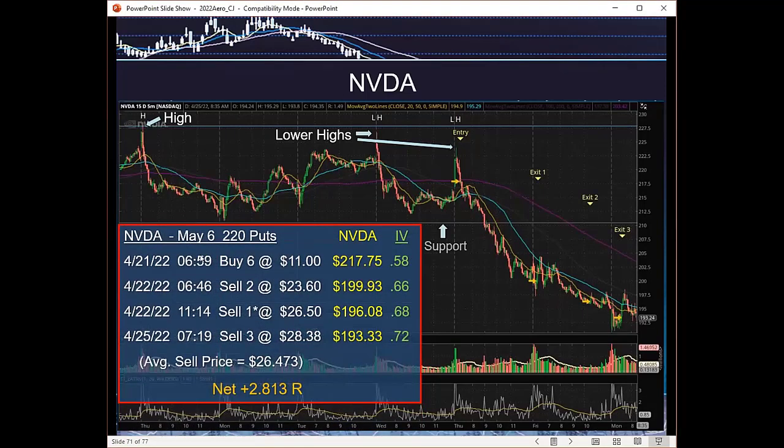So the entry was on the 21st. In the first half hour of trading, I bought 6 of the 220 puts. And at the time, NVIDIA was trading at 217.75, and the implied volatility on those puts was 0.58.